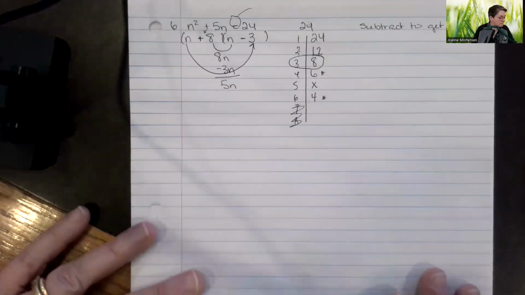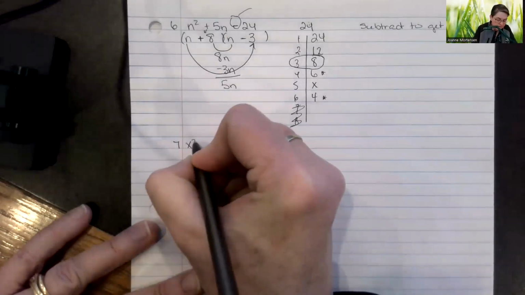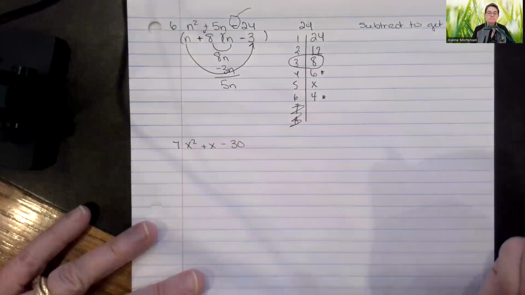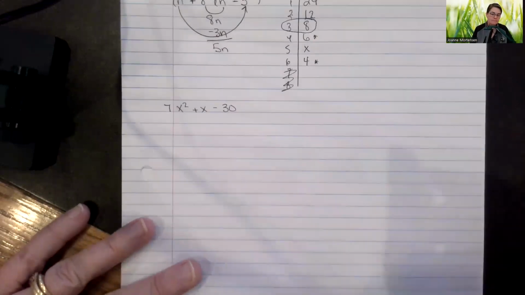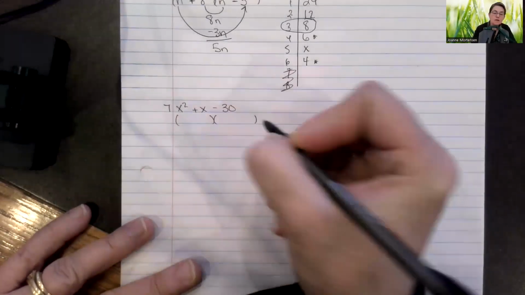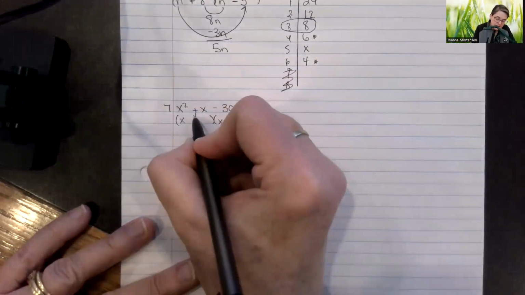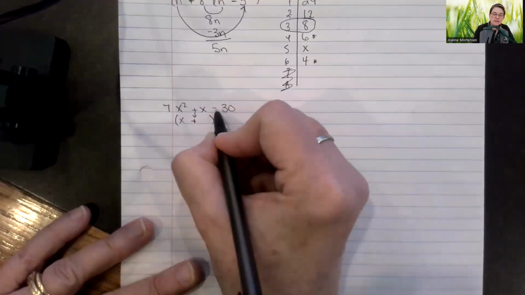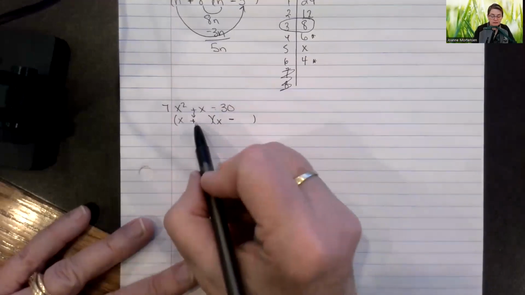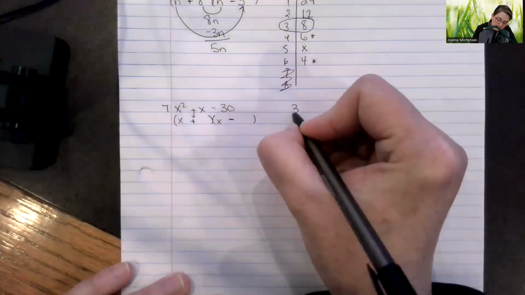All right, last one. Oh, this one's kind of cool. x squared plus x minus 30. You could turn off video and try it. I hope you did. The only way to get x squared is x and x. Bring my sign down. This says the two signs have to be different, so a negative goes here. Double check. Positive times negative gives me a negative. We're good. Now I need factors of 30.